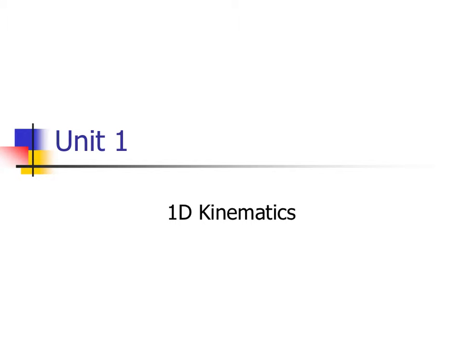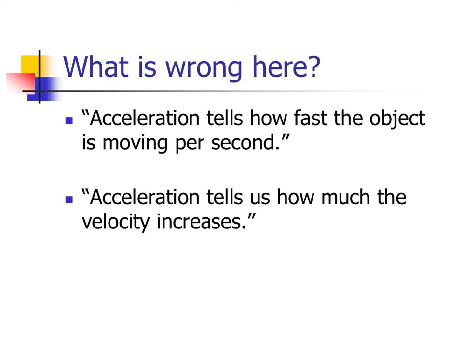Well, as we've been going through one-dimensional kinematics, we will kind of continue on. We had talked about acceleration and did some examples with that, and I believe this is where we left off, correct? And the acceleration tells us how fast the object is moving per second.